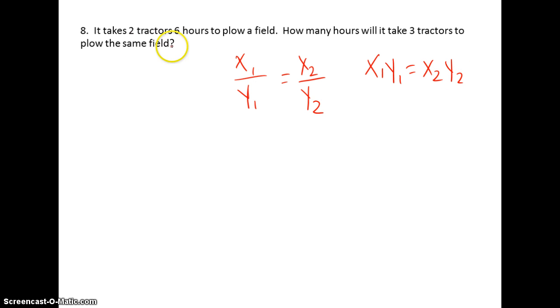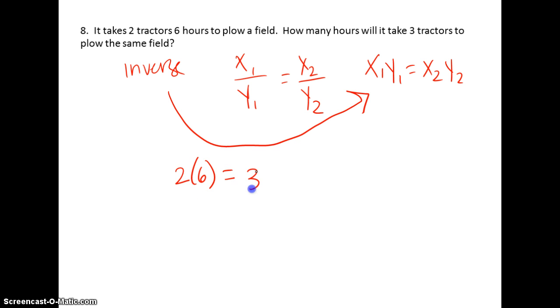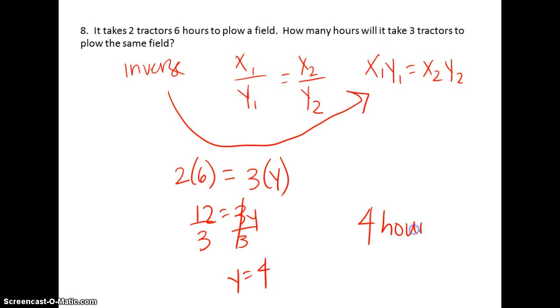Alright, and our last one, if it takes 2 tractors 6 hours to plow a field, how long will it take 3 tractors? Alright, so this is one where we can use our proportions. So we talked about a proportion for direct variation to be x1 over y1 equals x2 over y2. Alright, and then inverse variation would be x1 times y1 equals x2 times y2. Okay, now if we think about 2 tractors plowing a field, the more tractors we have, the less time it's going to take. So this is going to be an inverse. So that means we're going to use this proportion of x times y equals x times y. So we'll have 2 times 6 equals 3 times whatever our y value is. So we get 12 equals 3y, divided by 3, and y equals 4. So it takes 4 hours with 3 tractors.